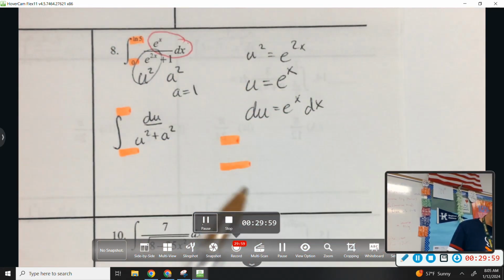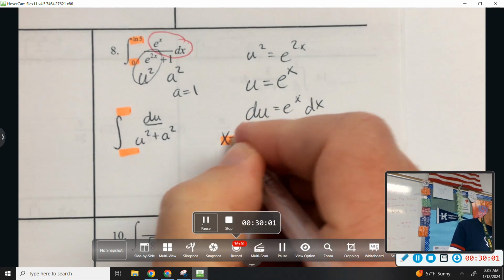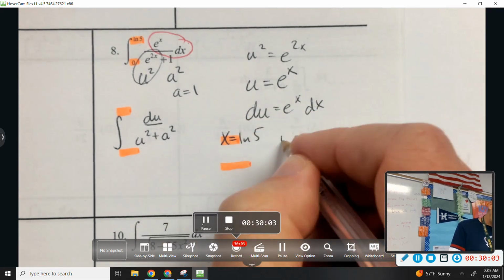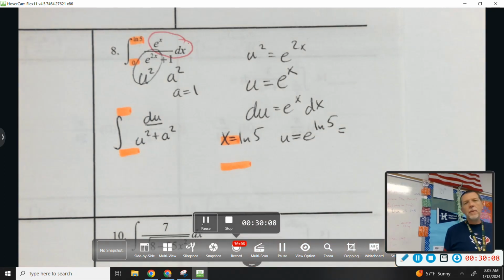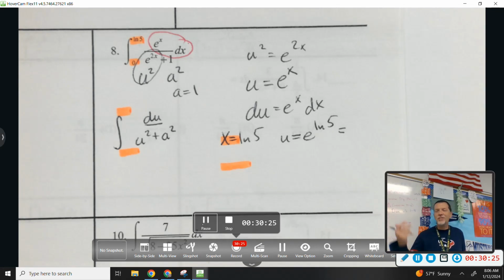So if x is natural log 5, u then is e to the natural log of 5. You know what e to the natural log of 5 is? Sounds terrible. It is related to the fishhook. e and natural log cancel each other out. So the answer is 5.